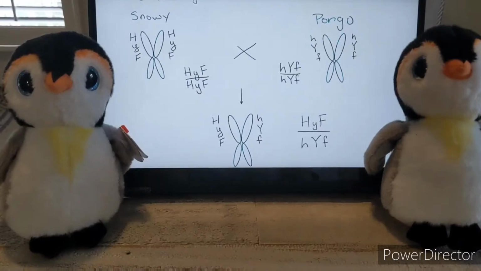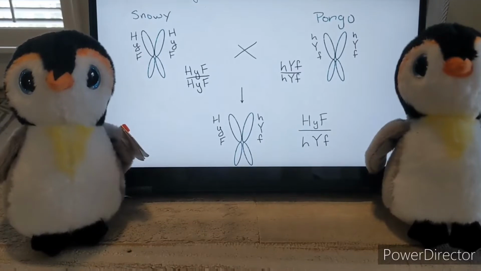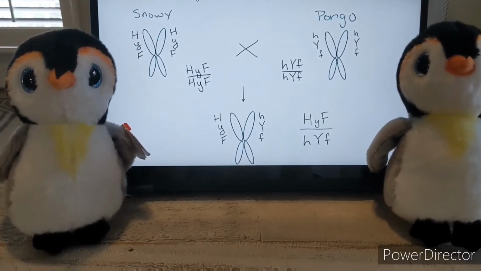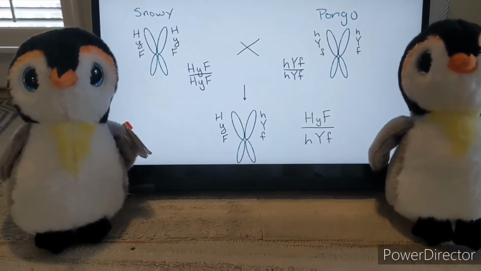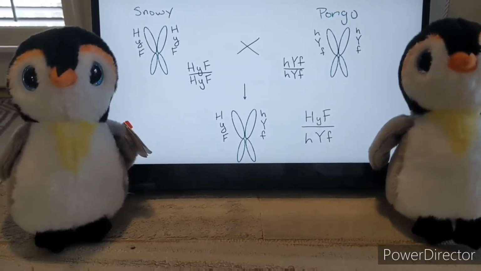Here are the chromosomes for the parents Snowy and Pongo. Snowy's genotype is big H, little y, big F, and Pongo has little h, big Y, little f. Below, we see the chromosomes for the possible progeny of these penguins.